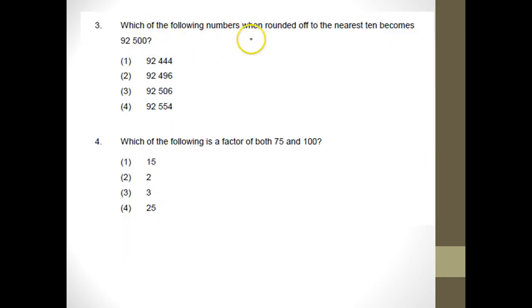Number 3, which of the following numbers when rounded off to the nearest 10 becomes 92,500? So let's look at this. We know that for nearest 10, we underline the tens and circle the ones. So 4 is less than 5, so when rounded off to the nearest 10 it is 42,440. Next, rounded off to the nearest 10 is 92,000. 6 is more than 5, so we round up. So it's 92,500.